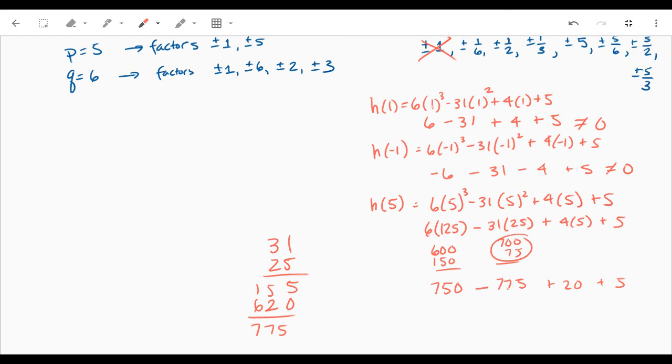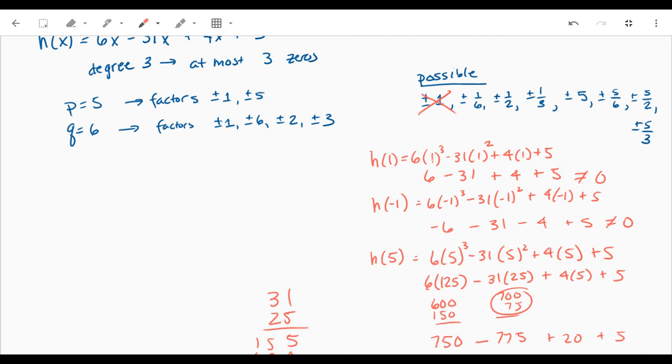Okay. All right, so 750 minus 775, I'll have negative 25 plus 20 plus 5. So that's 0. Okay, so out of my possible list of zeros, I get that 5 is a 0. Now the good news is I don't have to keep factoring or keep trying to do more. I can factor. Remember, if 5 is a 0, then x minus 5 is a root.